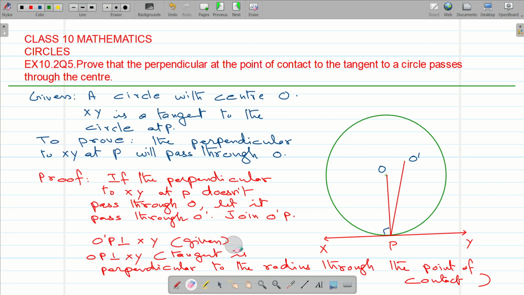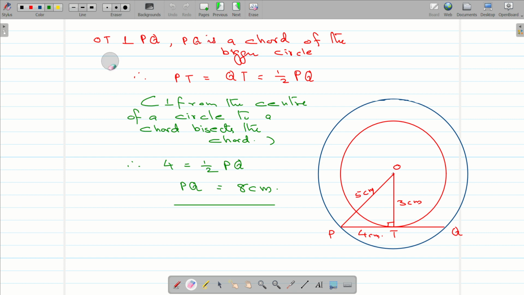O dash P is perpendicular to the line XY, it is drawn perpendicular to XY. OP is perpendicular to XY. If O is the center of the circle, OP is the radius, so the tangent is perpendicular to the radius through the point of contact. It is a theorem.